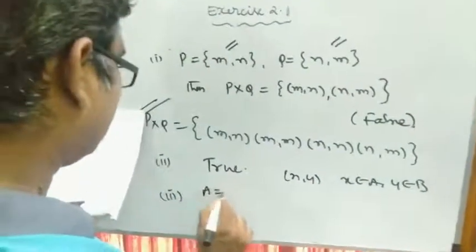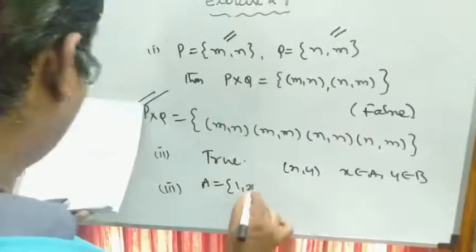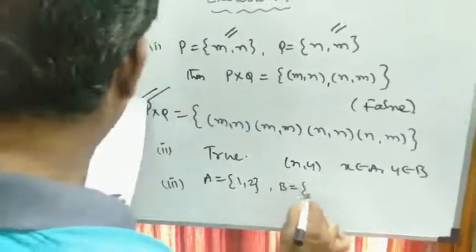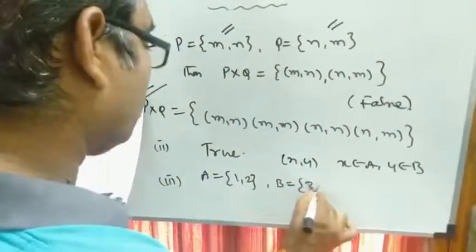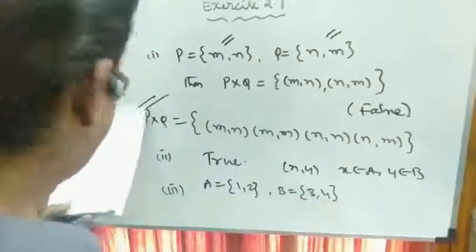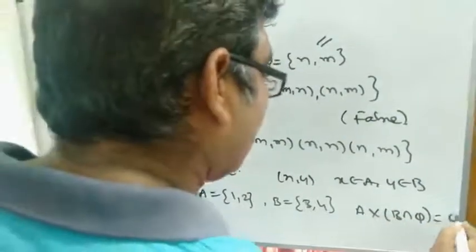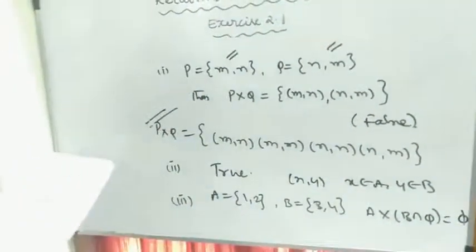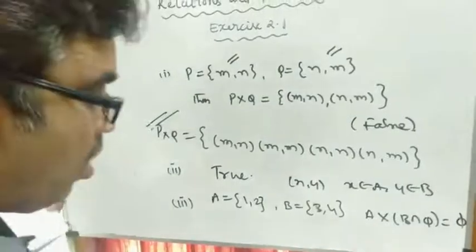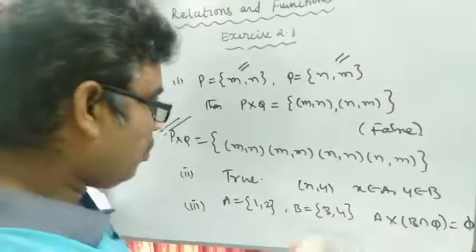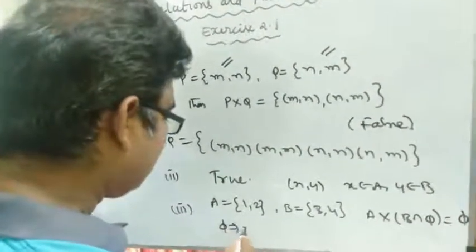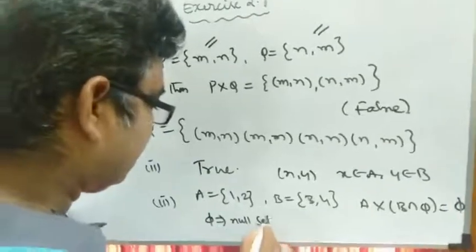A is given as {1, 2} and the set B contains the elements {3, 4}. Then A cross B intersection phi is equal to phi. You have to check whether the statement is true or false. So we know that phi is a null set. Phi means it is a null set, empty set.